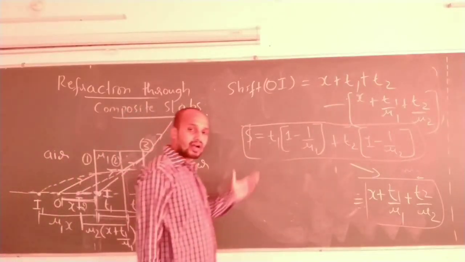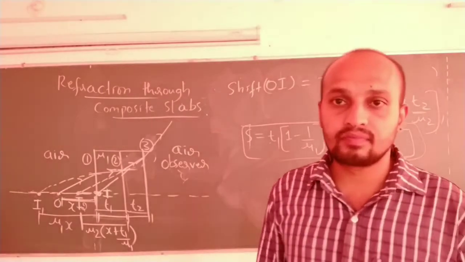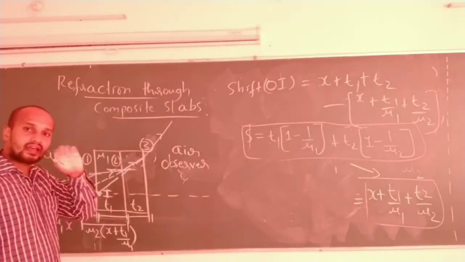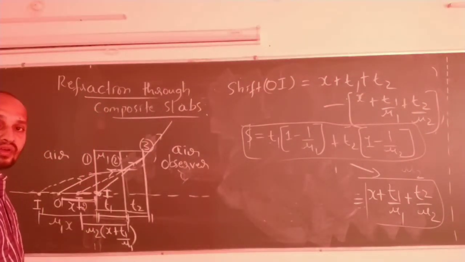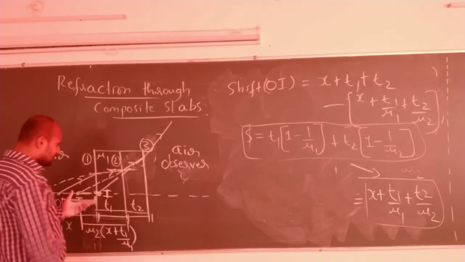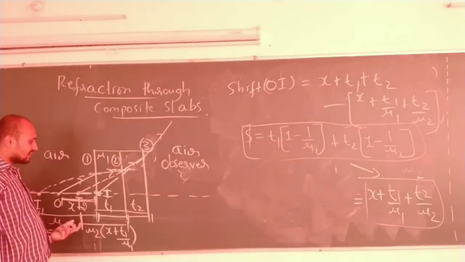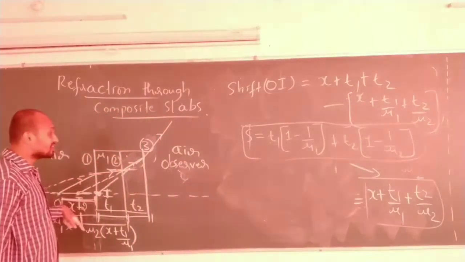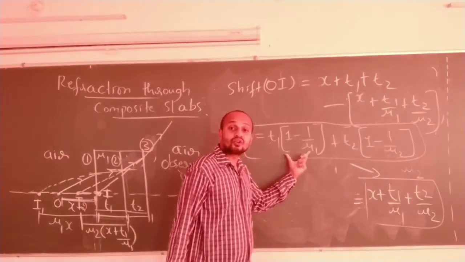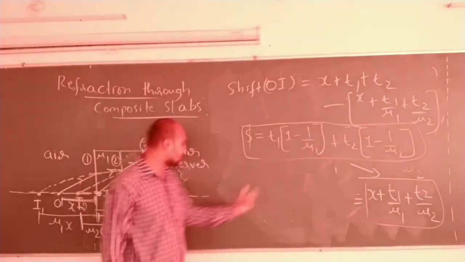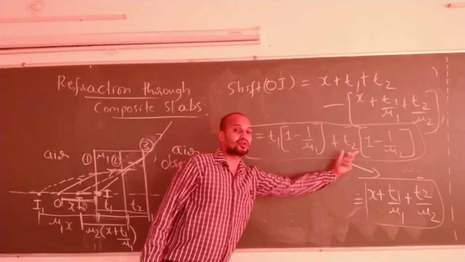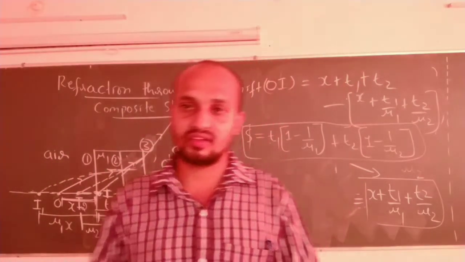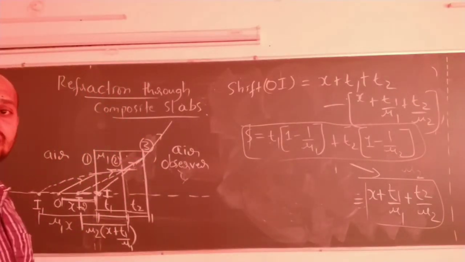Look here. If you look at the apparent depth as well as the total shift due to the composite slab, one conclusion you can give. What is that conclusion? You can see that the total shift of the composite slab is the sum of the individual shifts due to each individual slab. This is the shift due to the mu1 slab. This is the shift due to the mu2 slab. So this is about refraction through a composite slab.